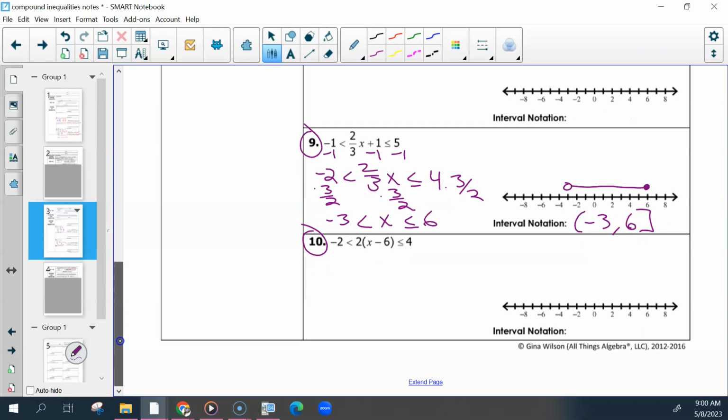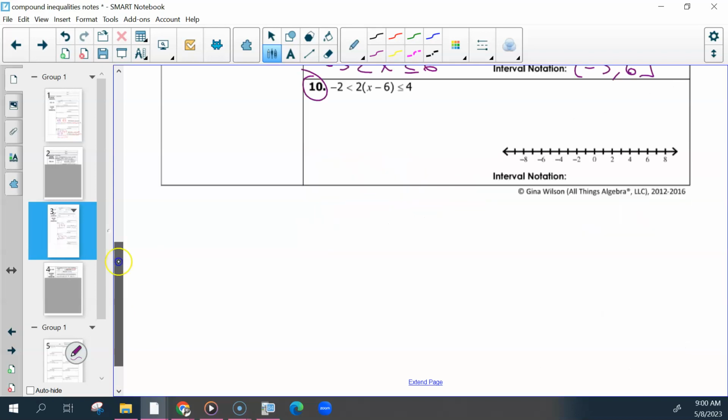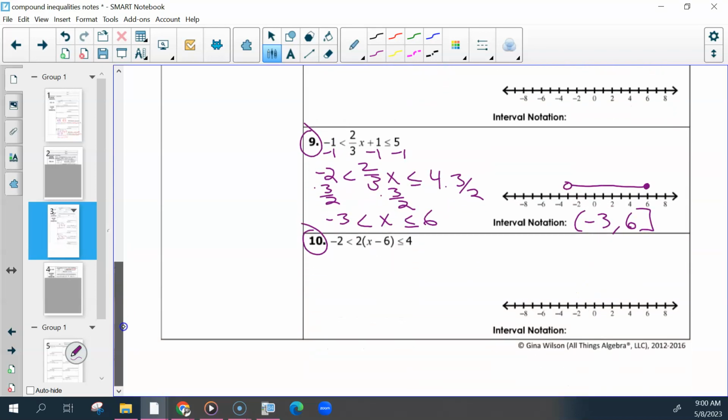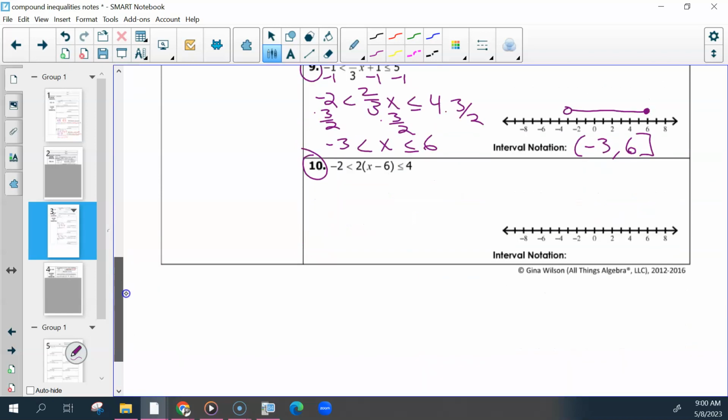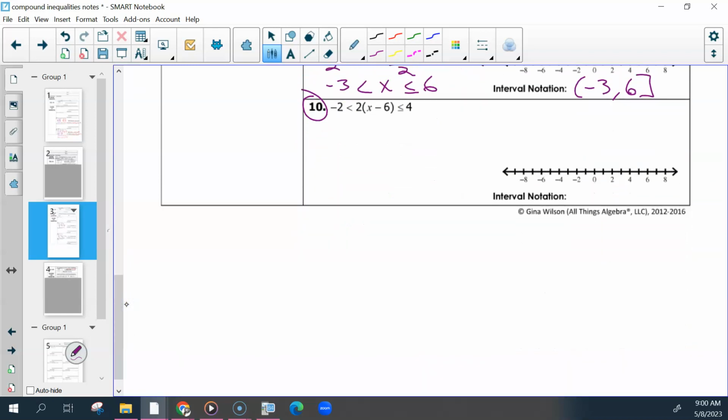Right. 10, there are multiple ways to solve it. What do you think we would do first? Multiply by 2. Okay, you do that. Then it becomes just like the others. Get rid of 12 by adding. Get rid of the 2 by dividing it.